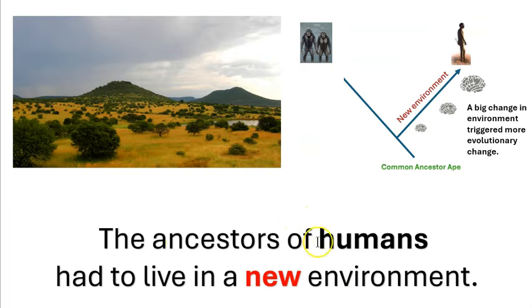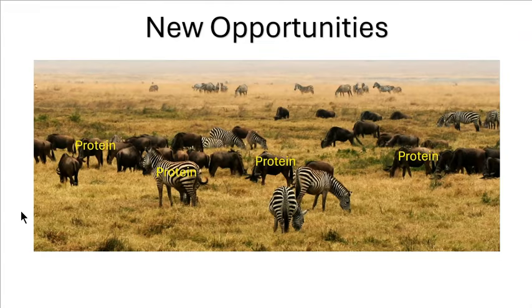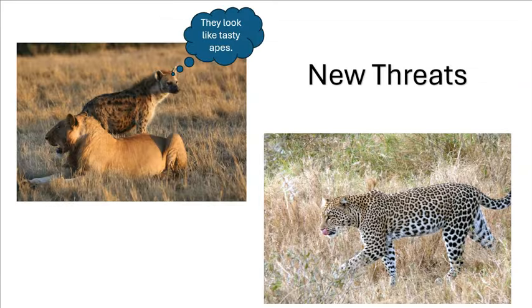On the other hand, the ancestors of humans had to live in a new environment. And this new environment then set up new selection pressures. So there was a big change in the environment, and that's going to trigger more evolutionary change in our lineage. That population of apes had to expand their range to meet their needs. There were new opportunities. Look at all the protein available, if you could just somehow get that protein. But there were also new threats: hyenas and lions and leopards.